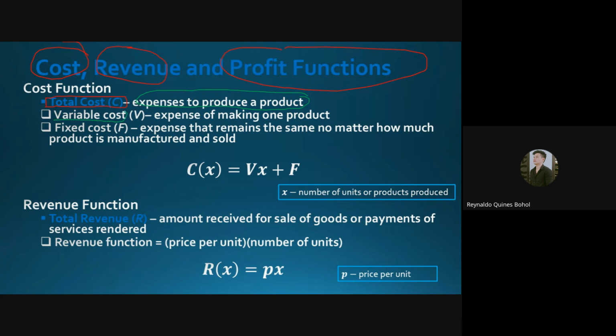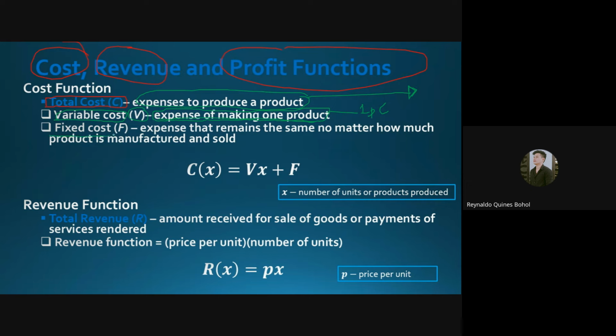Meron tayong variable cost. The variable cost denoted as V. Ito yung nagagastos mo making one product. Okay? Expenses mo of making one piece. One piece of parol, something like that. Yung total cost, depende yan. Yung sa variable cost mo, isang piraso. Expenses mo nung na-produce mo yung product, depende yan ng ilan. Maybe pag 10 at 100 pesos, maybe 1,000.